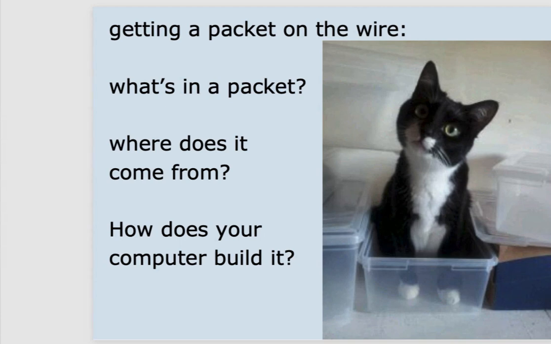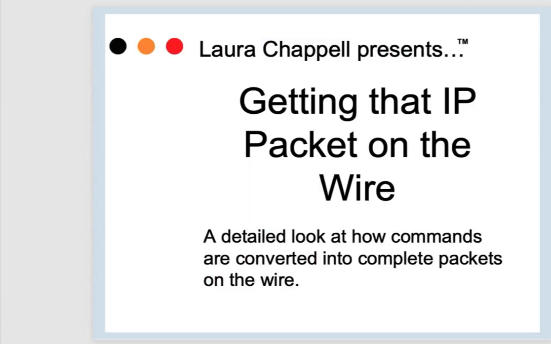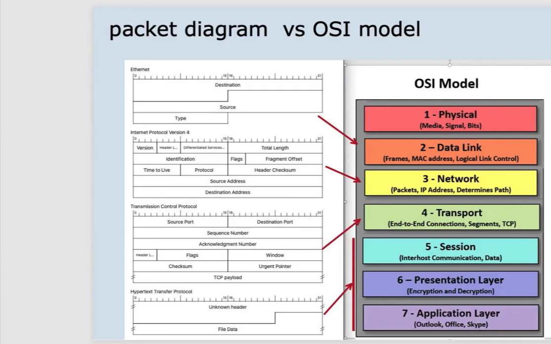I'm intending this video to take the place of the original video Laura Chappell created about the process of getting a packet on the wire. We're going to take a close look at the individual parts of an IP packet and where they fit into the OSI model, and at what point in that process the application layer generating data, putting it together into segments that are put together at the transport layer and addressed at the network layer, and then sent out through the data link and physical layer. What are the pieces of information that are necessary in order for that packet to actually get out there and work? Where do they come from?